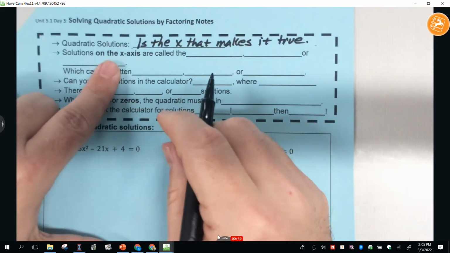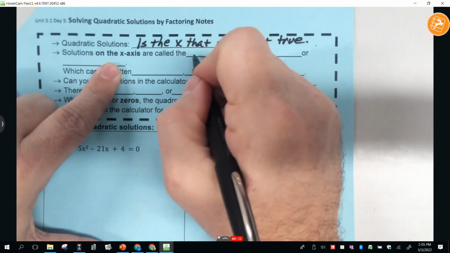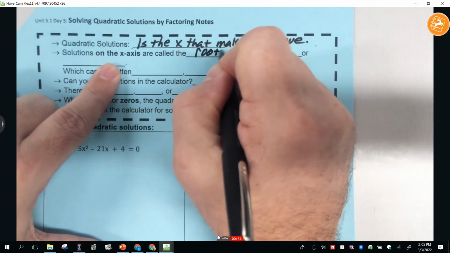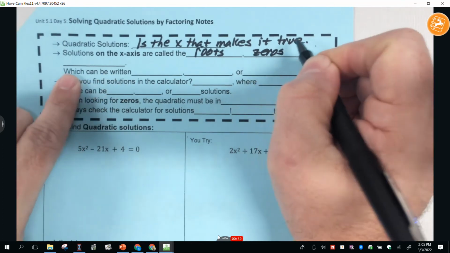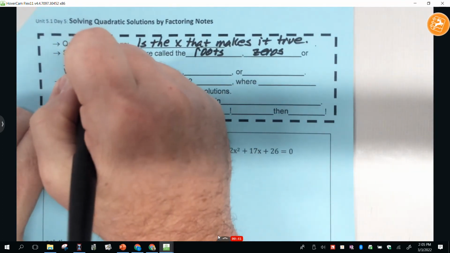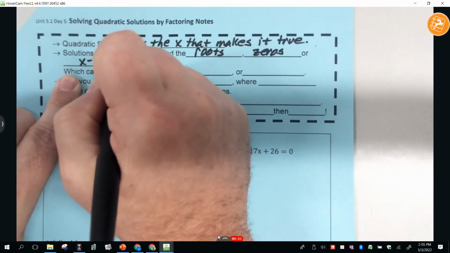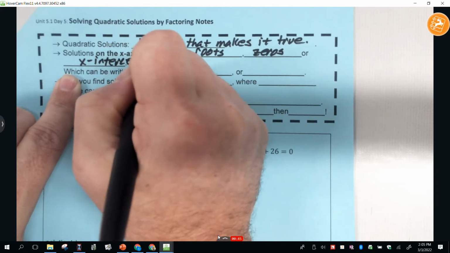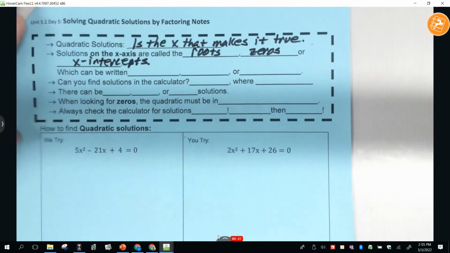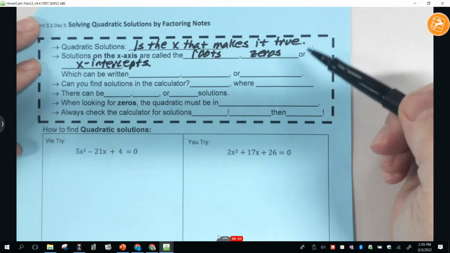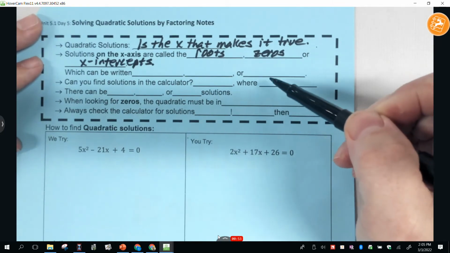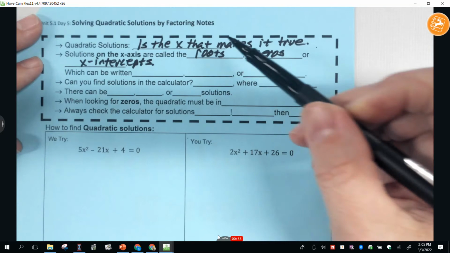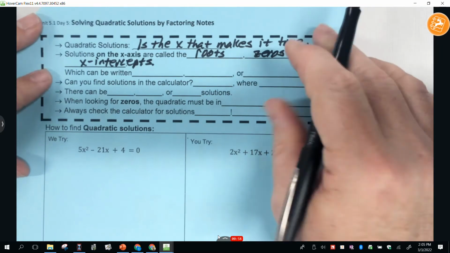So solutions on the x-axis, remember, are called roots, zeros, and x-intercepts. Now, make sure you are filling out your notes, day 5 notes. Make sure you fill it out as I fill it out. Also, don't forget, you can always pause if you need to.